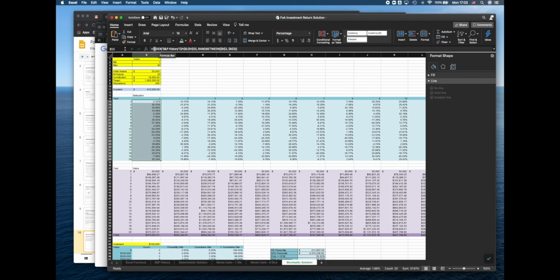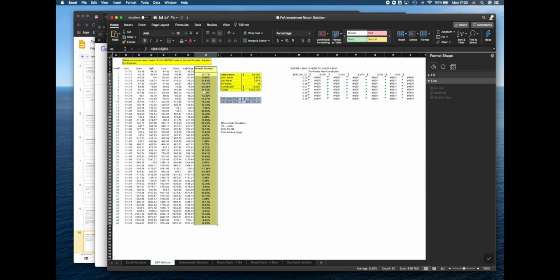So here, I'm using the INDEX function. The array that I'm pulling from is this array right here between these rows.